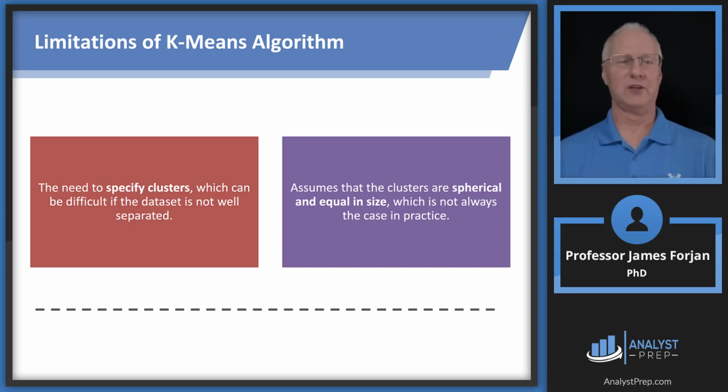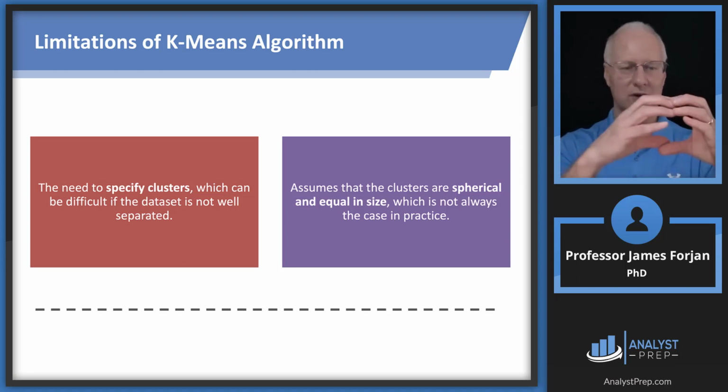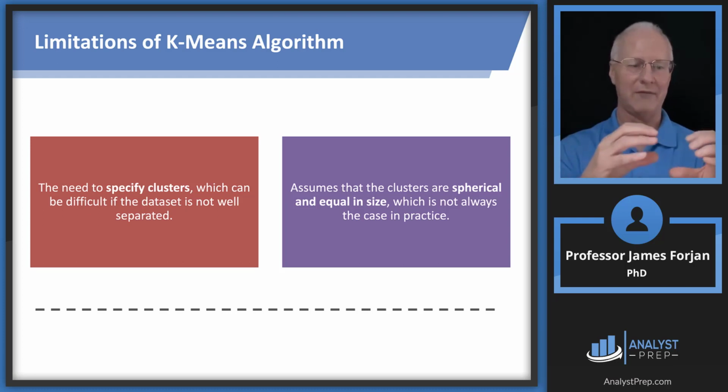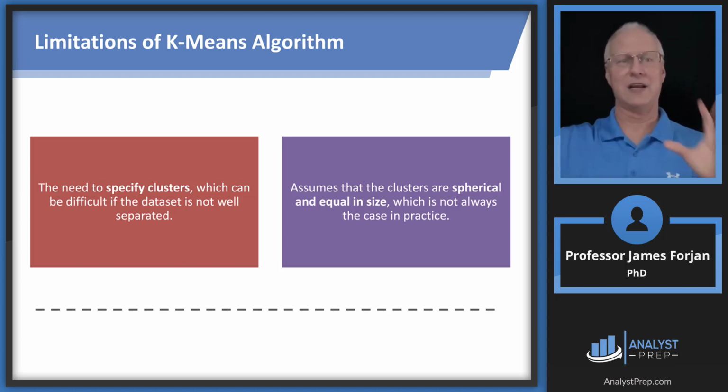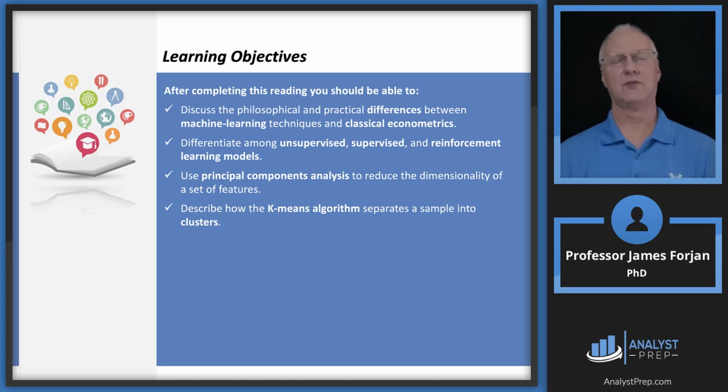Let's go ahead and finish up this slide deck. What are some limitations? You need to specify the number of clusters. So if we don't have any idea about the clustering, we're not quite sure. And then we assume that these clusters pretty much have the same shape and very similar sizes, maybe not identical. So you can have a cluster like this and then a cluster like this, but you can't have a cluster like this and then a cluster like that. And that takes us through these learning objectives.